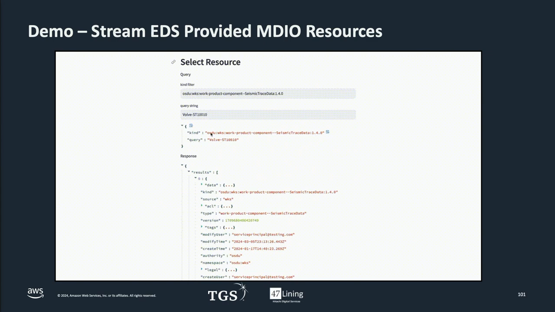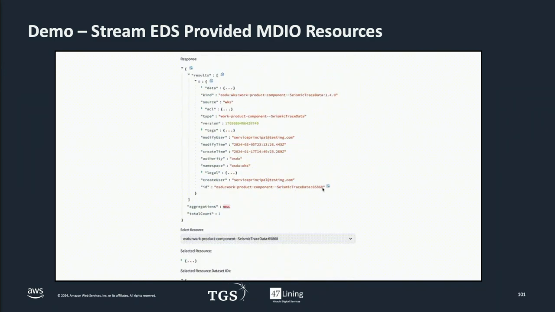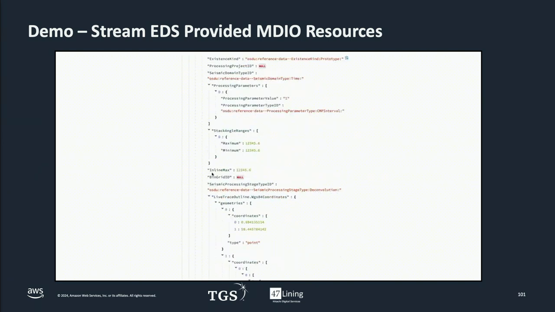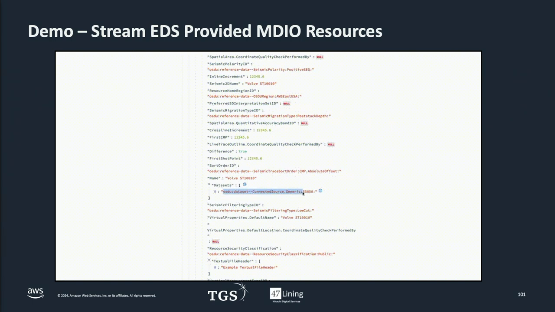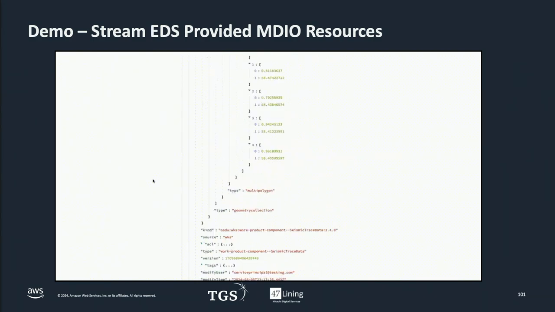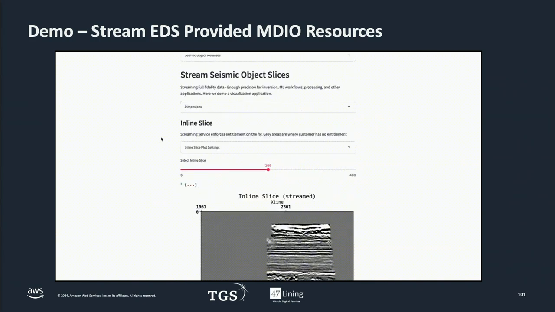Cool. So then once a geoscientist has found a resource that they want to work with, maybe they want to do some visualization or interpretation with it, we can use an MDIO-enabled application to stream that data and visualize it. So here, this is a demo Streamlit application that goes through the same workflow that any web app could. We're going to be authenticating the user. We're going to query for our seismic trace data resource. And then we're going to select the dataset associated with that seismic trace data resource, request the retrieval instructions, which we can see here, and then we're going to use that URI for streaming the dataset.